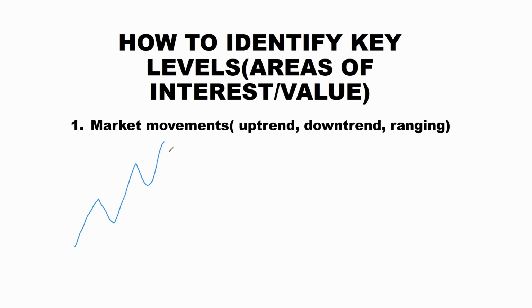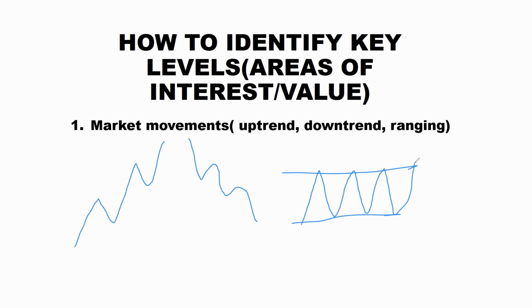Are you making higher highs? Or are you in a downtrend and are you making lower lows? Or are you in a ranging market whereby you're making equal highs and equal lows, right? This is the first thing you're supposed to be determining. After determining that, what else are you supposed to go to next?